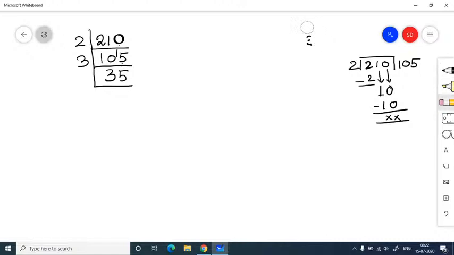This is for the new division. 2 is not possible because it's ending with an odd digit. 3 is not possible because 3 plus 5 is 8 and 8 is not divisible by 3. 4 is also not divisible. 5 is divisible because it's ending with a 5. So 5 sevens are 35 and 7 is a prime number. So I will use 7 itself.